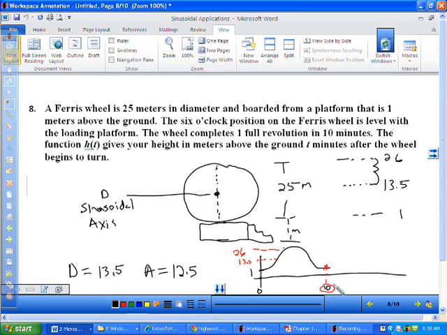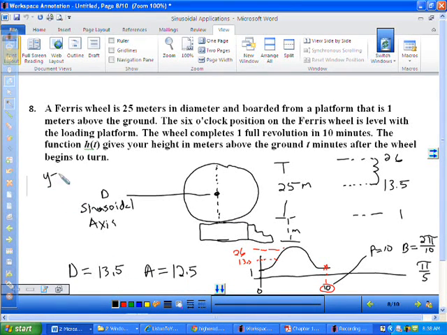So that's my period. My period is 10, so that makes my B value 2 pi over 10, right? Which is pi over 5. Okay? So that brings in the equation. C would be 0 because, look, it starts at 0 time, right? So our equation will be right there.